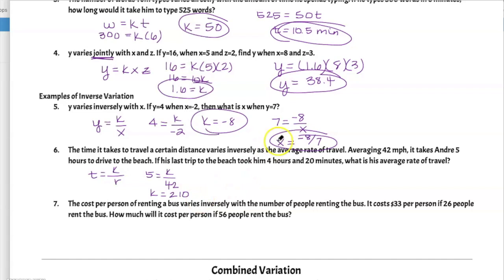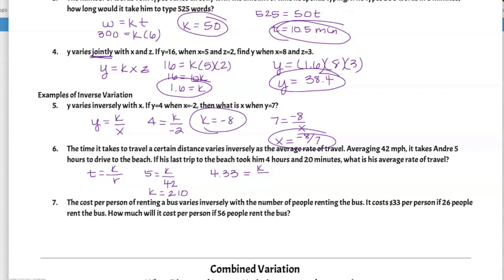If his last trip to the beach took him 4 hours and 20 minutes, so that's our time, then we would need to change that to a decimal, so that would be 1/3 of an hour. 4.33 is equal to k over r. K was 210. We need to solve for r. So again, the r and the 4.33 are going to change places when we multiply and then divide. You need to see that algebraically. Multiply both sides by r and then divide by 4.33, which means his average rate was 48.5 miles per hour.